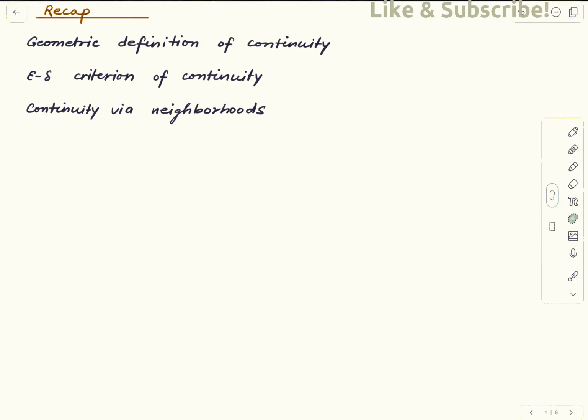Welcome to this lecture series in real analysis. In this lecture, we'll look at yet another criterion for continuity. And let us briefly look at what we have done.